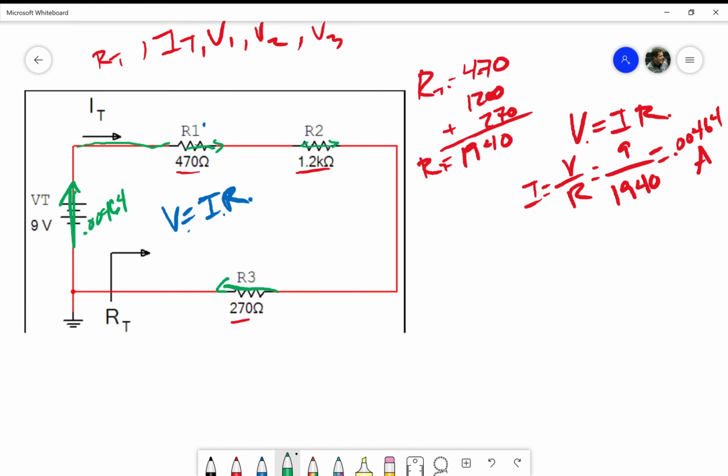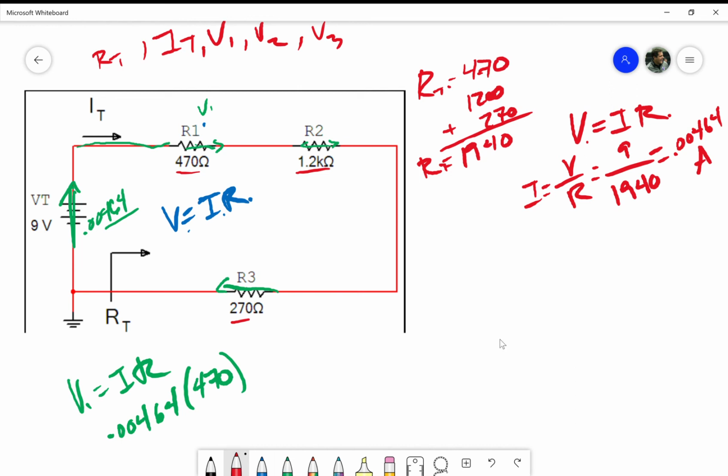There's no splitting up. All right, so then we go to R1 and we want to know what V1 is going to be. Well, V1 is just going to be V equals IR. Our I will be the same value. It doesn't get split like I just said. So I have 0.00464 times my resistance of 470, and I get an answer of 2.18. So this is going to be 2.18 volts.